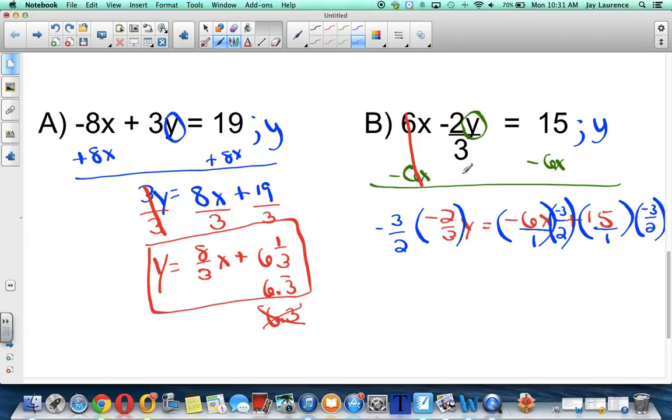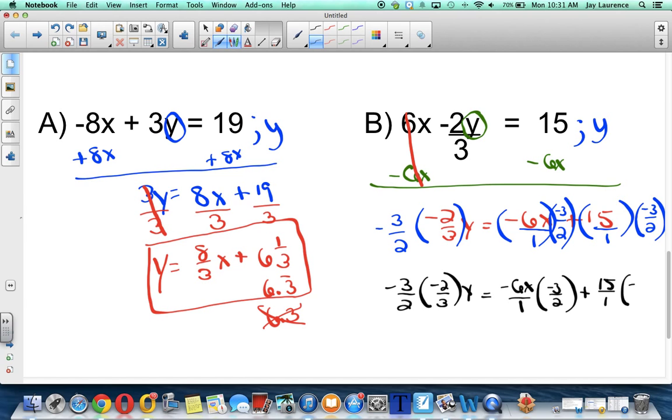And I think I'm going to rewrite this so it looks nice and pretty. All right, there we go. Okay, and then I'll have a negative 6x over 1 times a negative 3 over 2. And then 15 over 1 times a negative 3 over 2.